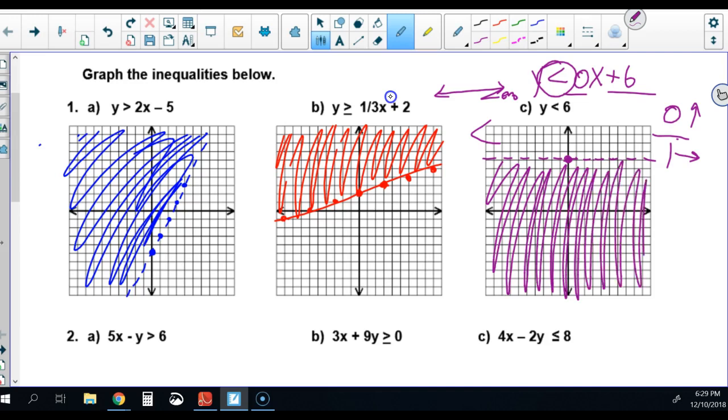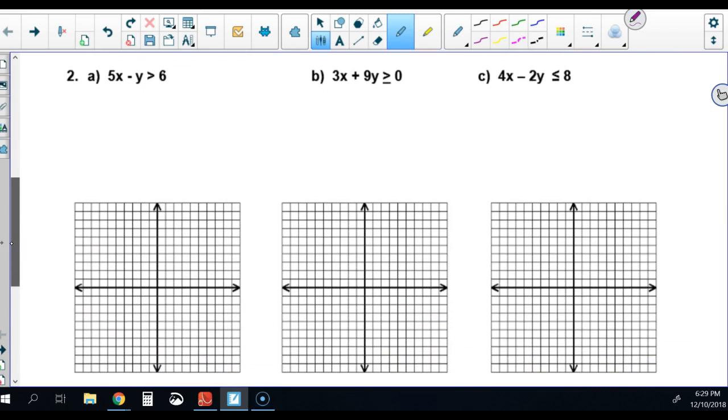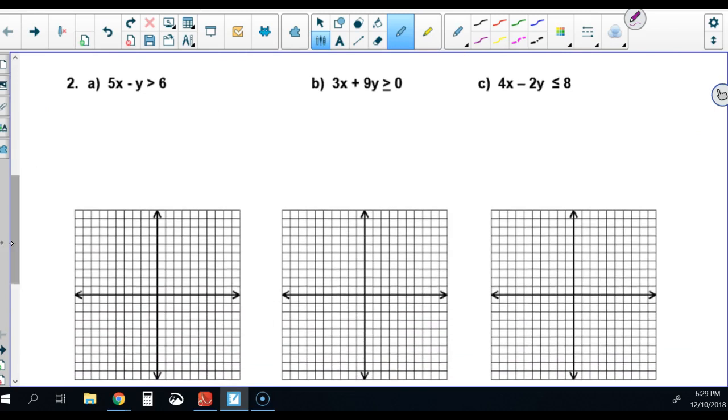So there's number 1, A, B, and C. Number 2, A, B, and C. These equations are not in mx plus b form. We have to put them there. So start with 5x minus y is greater than 6. I want to isolate the y, get it all by itself. So start by subtracting 5x from both sides. Don't lose the negative sign that's in front of your y here. Negative y is greater than negative 5x plus 6.